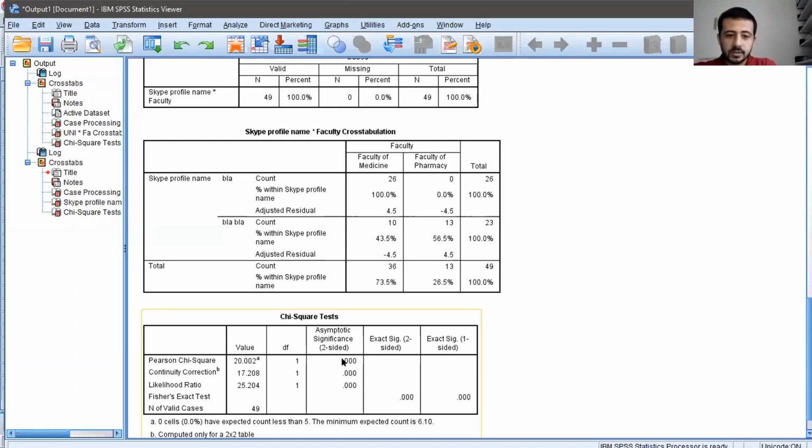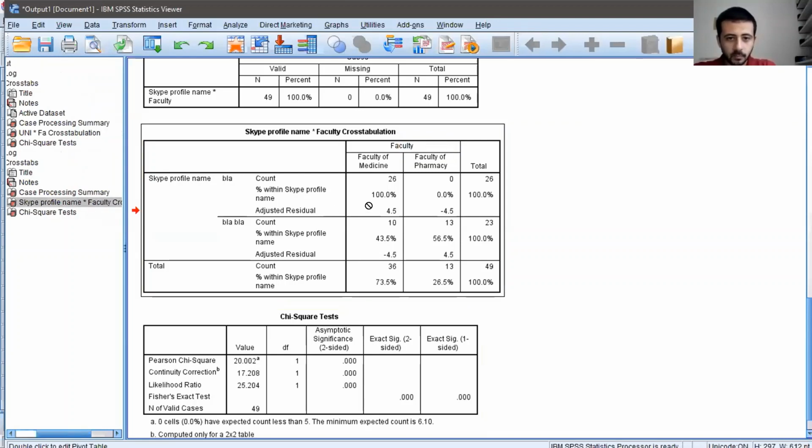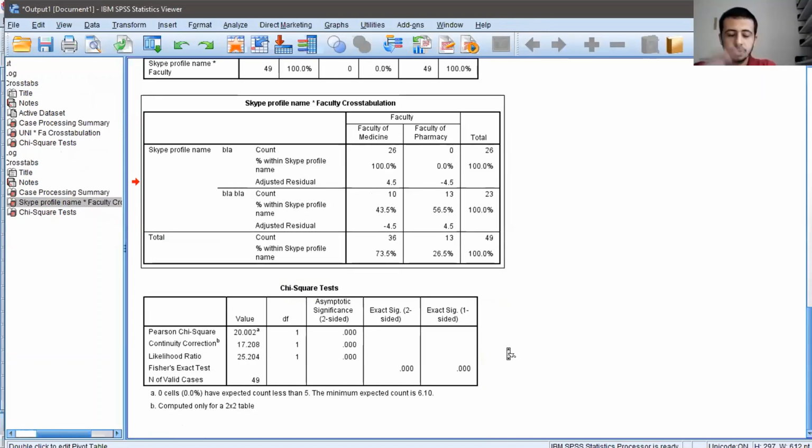And the chi-square is significant. Yes. And when I can use both, they should be similar. I can't have one significant and the other one not significant. So I have a statistically significant difference. But what is the difference? The difference is that the Faculty of Medicine make people name their Skype profile as blah more than the Faculty of Pharmacy. Do you agree? Yes. Perfect. This is the chi-square and the Fisher exact test. Is there any question about them?